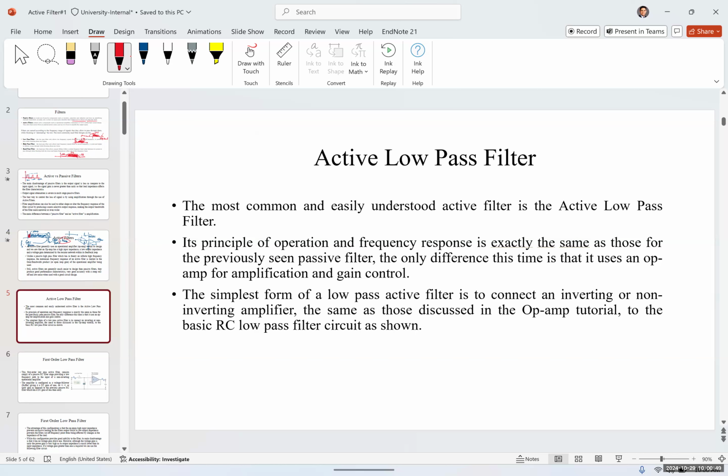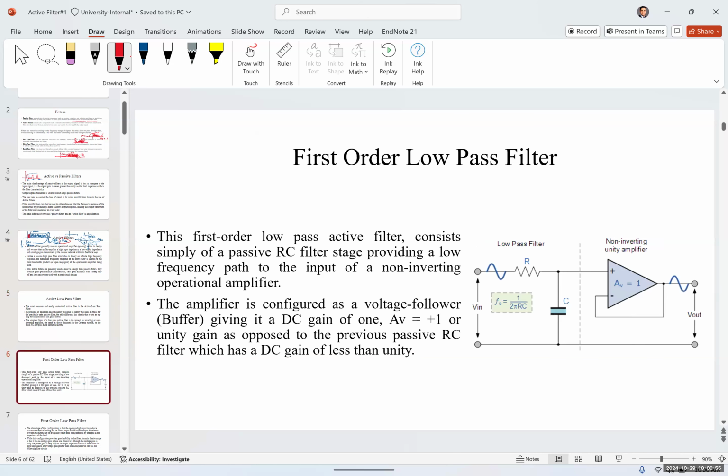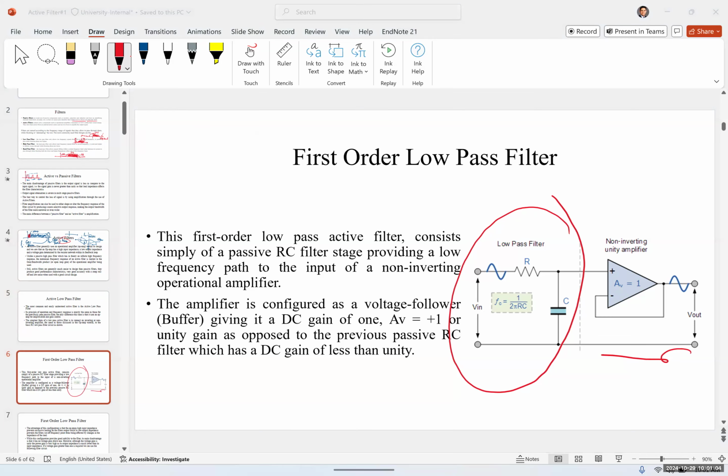So the first filter we have is called the active low pass filter. Again, an active low pass filter is a passive low pass filter, and this part is a passive low pass filter, which looks like this, just connected to an active element. Instead of that op amp, you could just put a FET amplifier. When you connect a passive low pass filter, the left part, to an active element, now you have created an active low pass filter.